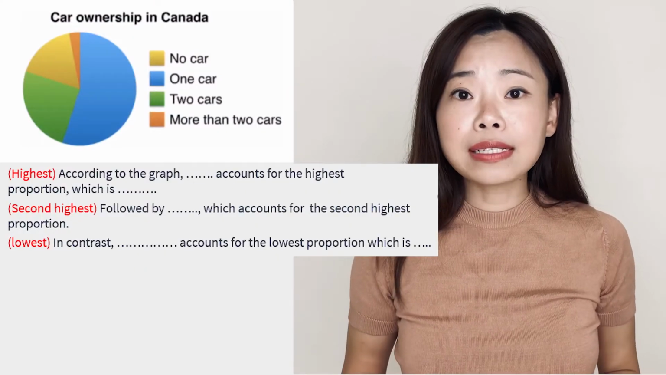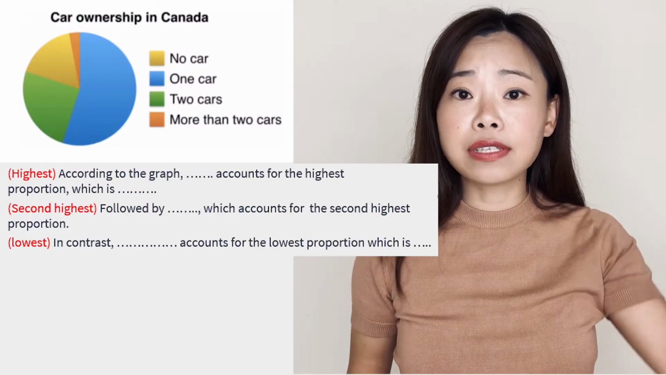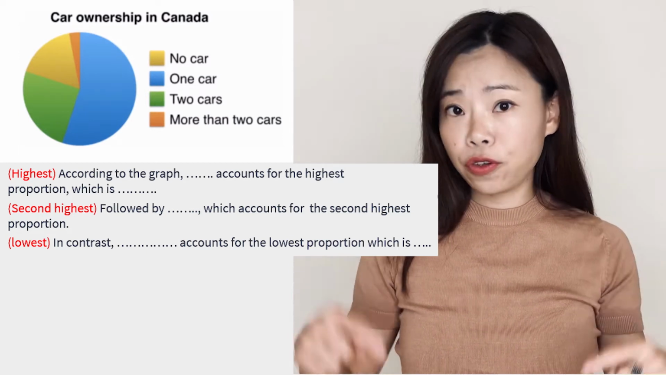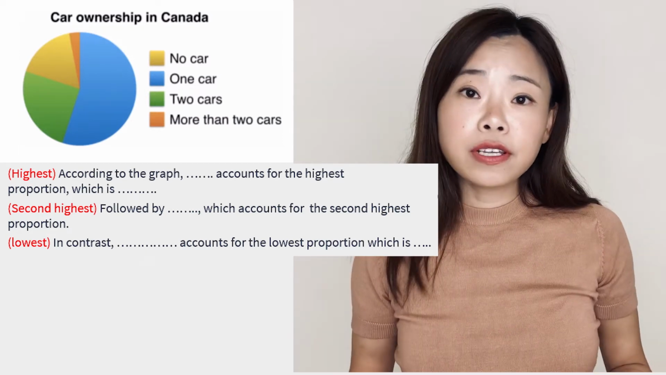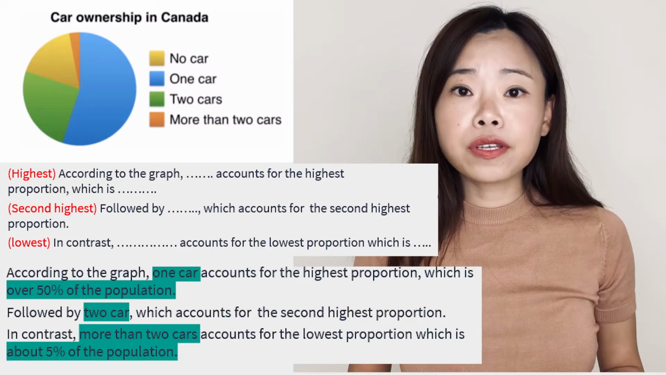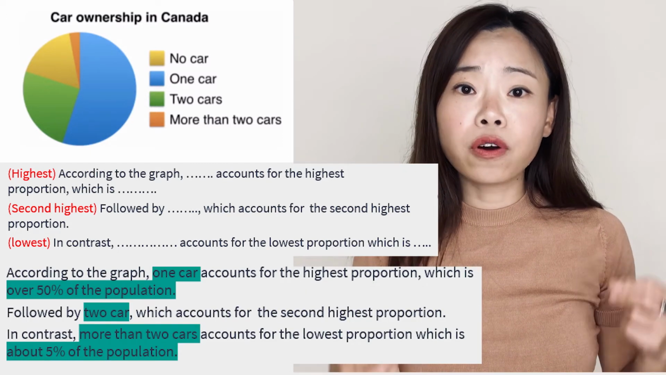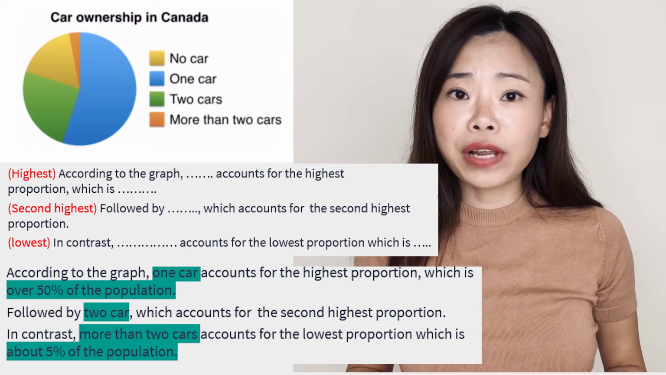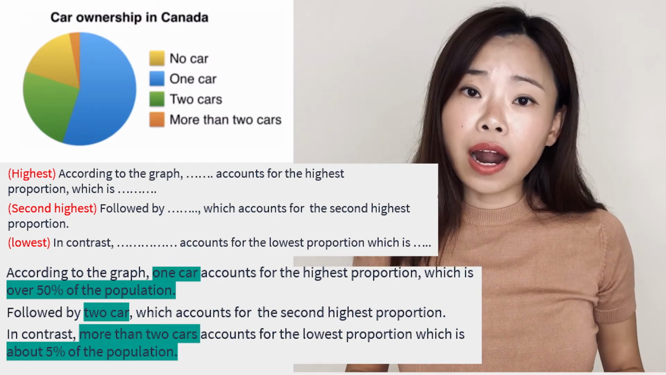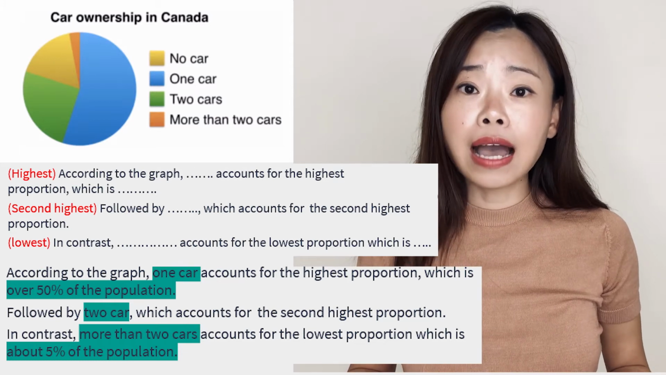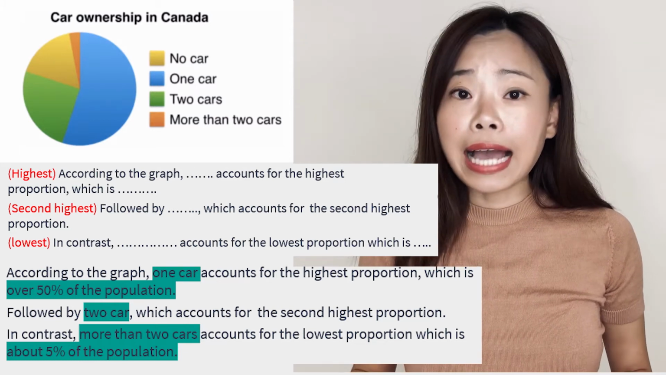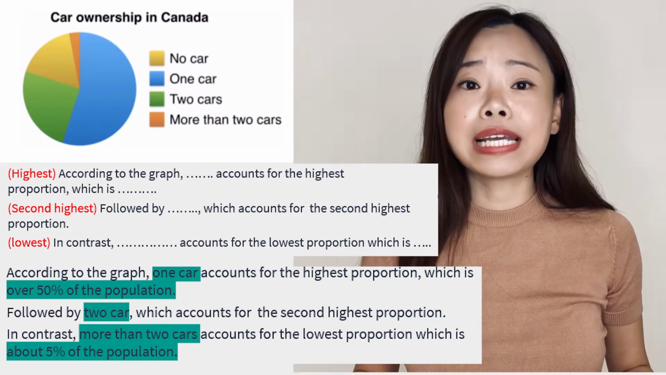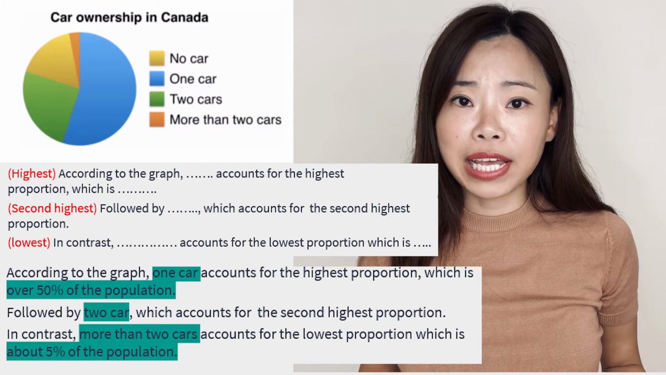During your preparation time, find the items that have the highest, the second highest, and the lowest proportion and use this structure. So for this graph, I would say, according to the graph, one car counts for the highest proportion, which is over 50% of the population, followed by 2 cars, which counts for the second highest proportion. In contrast, more than 2 cars counts for the lowest proportion, which is about 5% of the population.